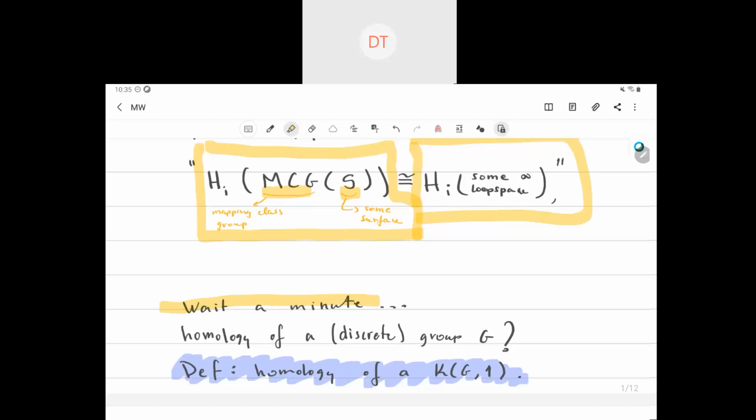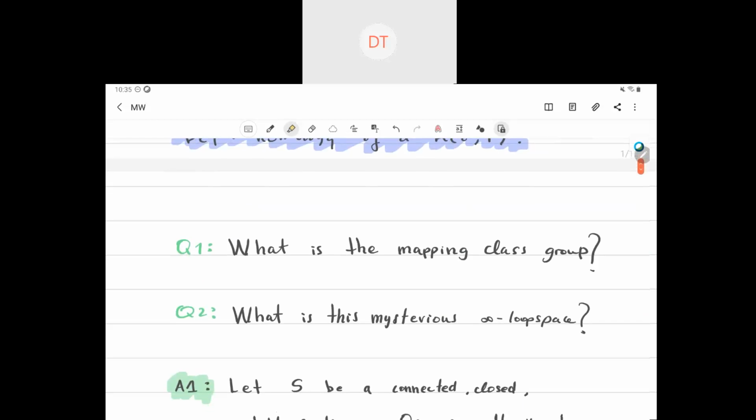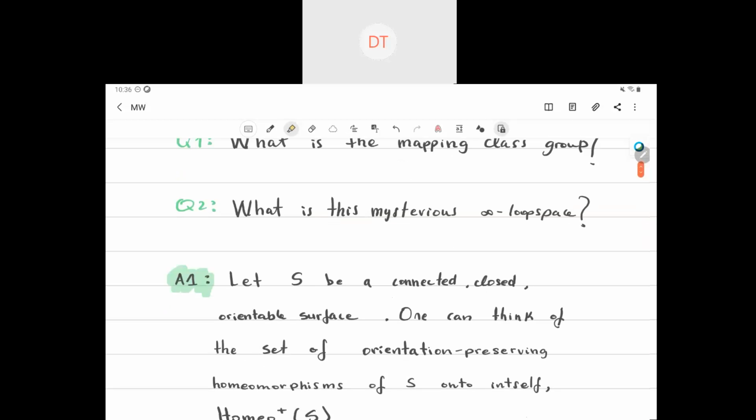All right, so let's take this hand-wavy statement and make it more precise. There are two questions that right away are very natural. First question, what is the mapping class group? I already hinted at this; at least I didn't know what it was. And the second question is, what is this mysterious infinite loop space? We're going to address that. The first answer is basically just going to be a definition. So let's see what that is.